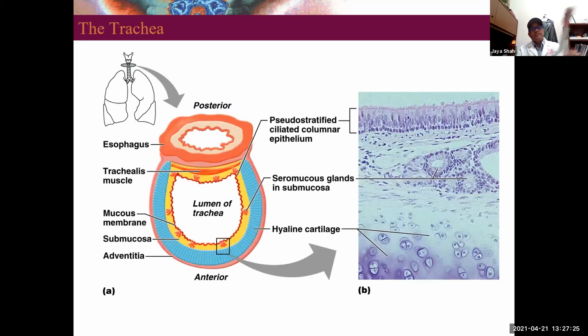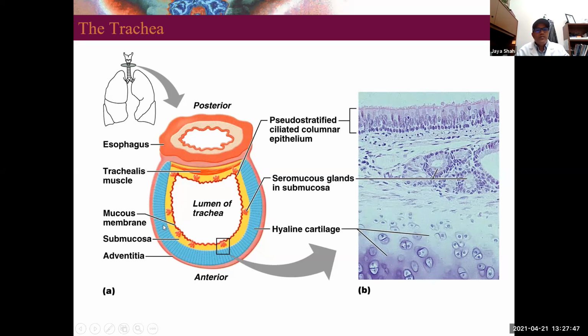So if I cut at this level, what are you going to cut? You're going to cut anteriorly the trachea, and behind the trachea you have the esophagus. So here, the anterior part is trachea, and posterior is esophagus. In one transverse section, you can see anterior and posterior.